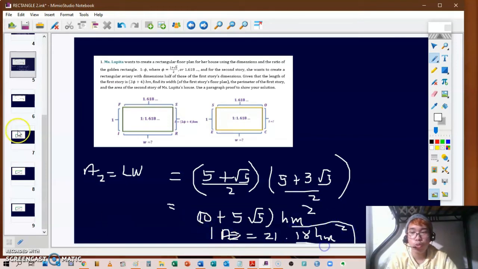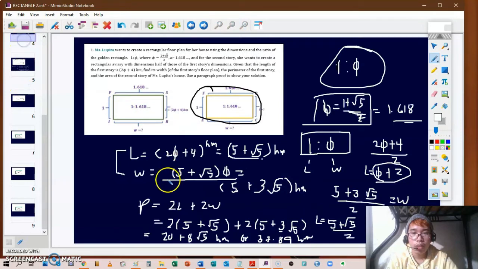And we've also solved for the width, and we've also solved for the perimeter, which is equal to 20 plus 8 square root of 5 hectometers, or 37.89 hectometers.